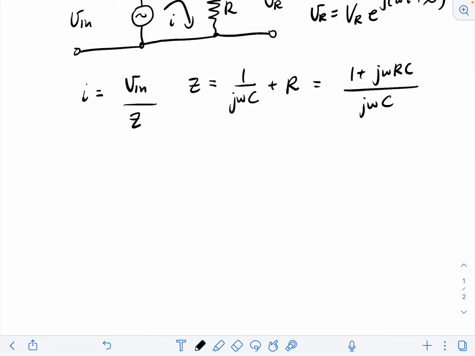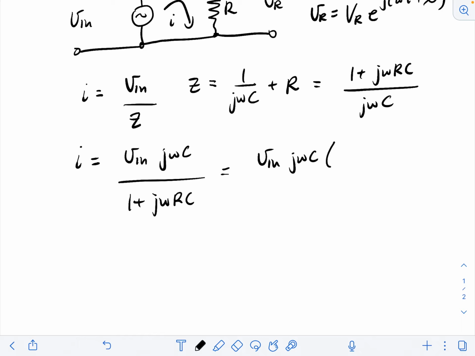So the current then is going to be the input voltage divided by this impedance, which is V in times j omega C divided by 1 plus j omega RC. We can multiply the top and bottom of this equation by the complex conjugate of the denominator, and that will remove any complex numbers from the denominator of this expression. And if we do that, we get V in j omega C times 1 minus j omega RC divided by 1 plus omega RC squared.